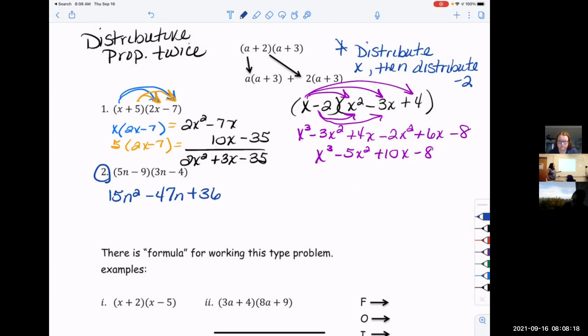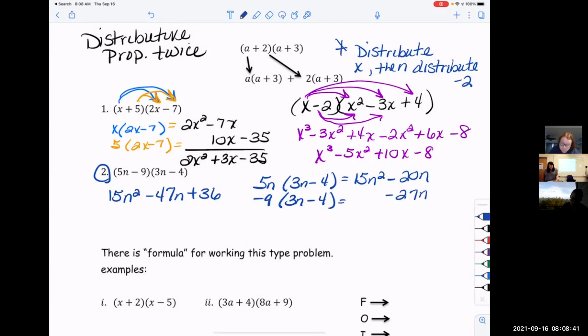Okay. All right, so just in case you had trouble, 5n is going through 3n minus 4. And then negative 9, make sure you take the negative with the 9, times 3n minus 4. So that's going to be 15n squared minus 20n. This is going to be negative 27n, I'm just lining up my like terms, plus 36. So add and keep the sign. And there's no other like terms, so you're done. Okay. All right, so that's one choice.